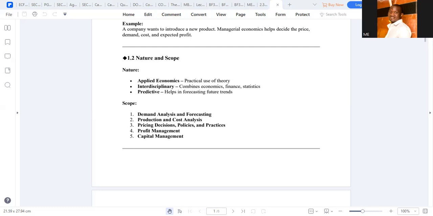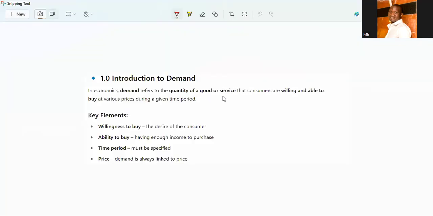Demand, what is demand? Demand is the ability and the willingness to purchase a particular good or service within a specified period of time. So demand is important because it helps us identify the things that we need with respect to our abilities. So in economics, demand is the quantity of a good or service that consumers are willing and able to buy at various prices during a given time period.